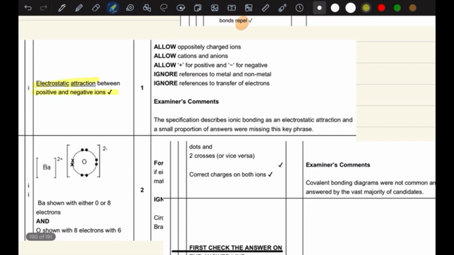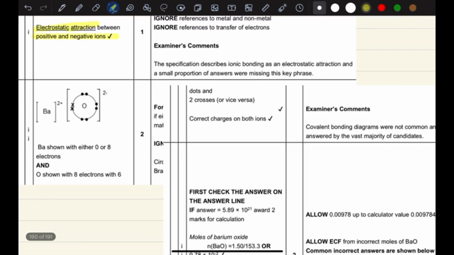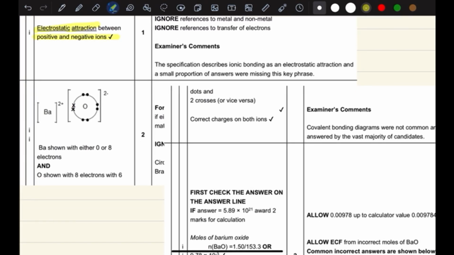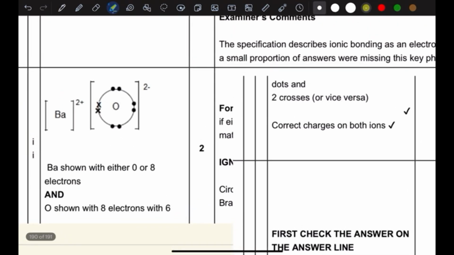Sometimes it will be 2. But just know electrostatic attraction between positive and negative ions. Then your dot and cross diagram, something that you should be able to do from GCSE. Again, I don't like to be harsh, but it is the reality.